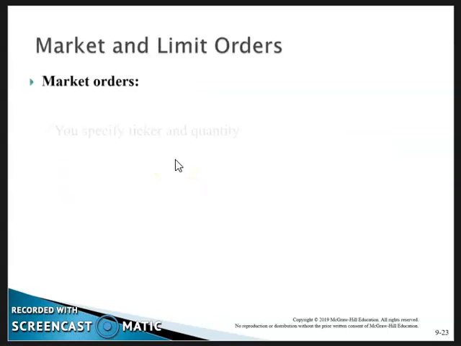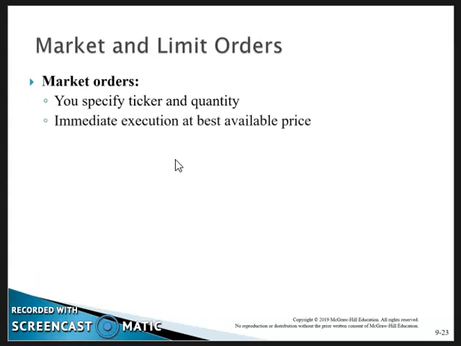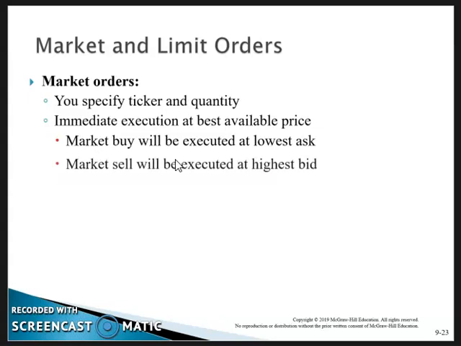A market order is simply you specify the ticker, the name of the stock, and the quantity of the stock you want. You get immediate execution at the best available price. A market buy will be executed at the lowest ask. A market sell will be executed at the highest bid.